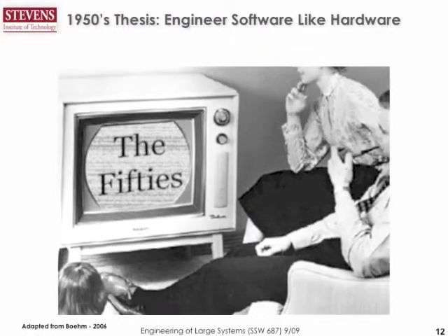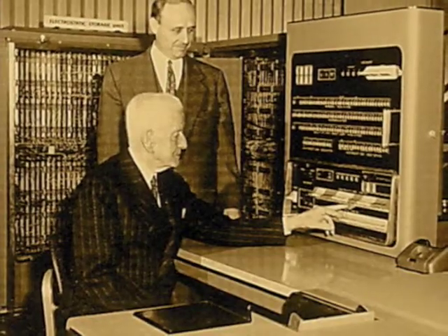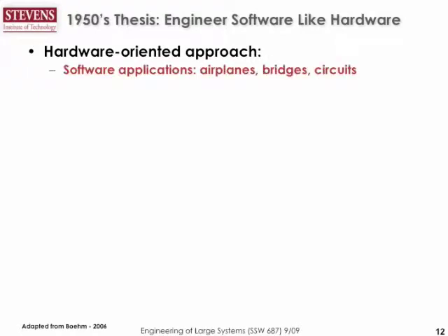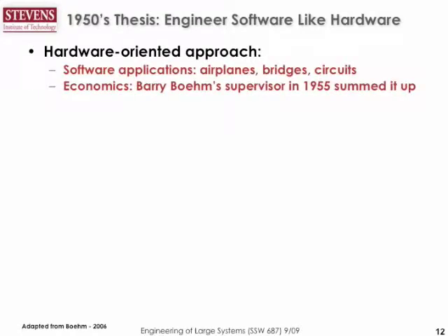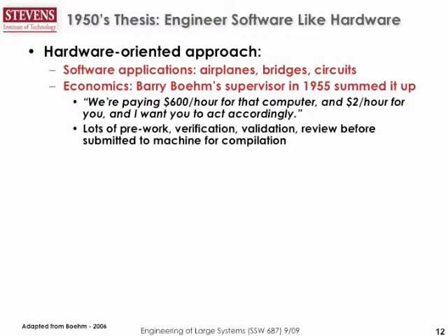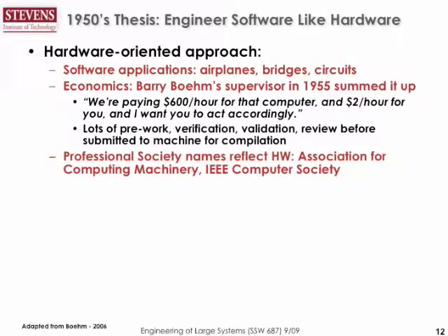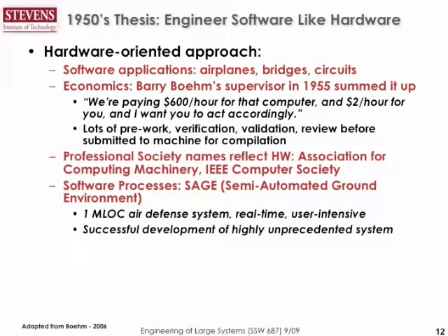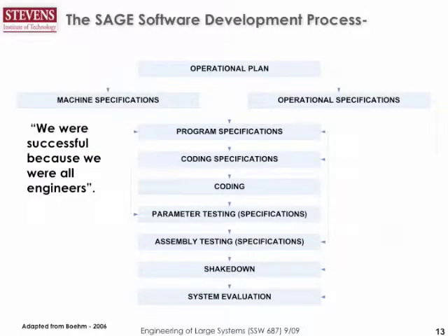The 50s: post-war America, the beginning of the Cold War, the work of Alan Turing and John von Neumann led to the rise of IBM and other companies, and yes, even to Fortran. Software was treated just like hardware, and most of the applications dealt with hardware design. The economics was such that obviously the computer was much more expensive than the people programming it, so there was a lot of pre-work and verification and desk work that we don't see much anymore. There were some professional societies begun, but they all sounded like hardware. Software processes were pretty much straight out of engineering. An example would be SAGE, the Semi-Automated Ground Environment.